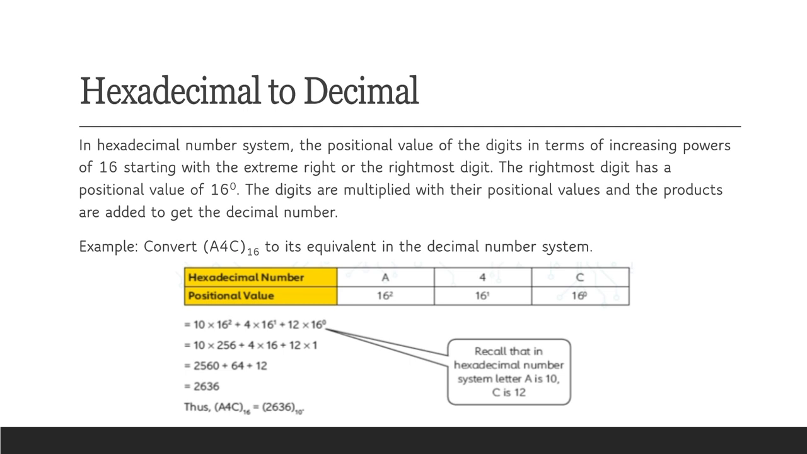Now here we need to be very careful while multiplying. Here A and C are letters. So before we multiply, we need to convert the A and C values. As we know, A is equal to 10 and C is equal to 12. So first we convert those letters to numbers, and then only we can multiply.